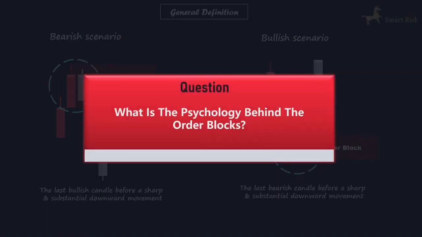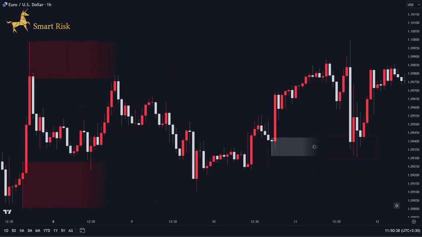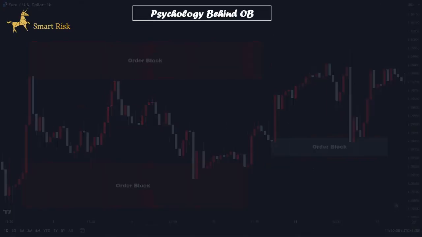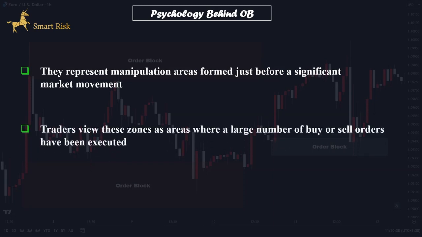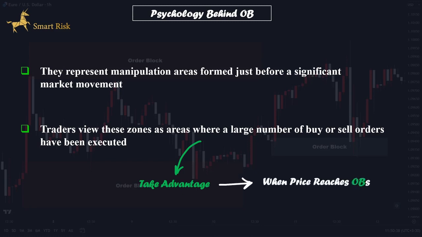Now let's see what is the psychology behind these zones in the market. The theory behind considering these zones as potential reversal areas is based on the belief that they represent manipulation areas formed just before a significant market movement. Traders view these zones as areas where a large number of buy or sell orders have been executed. Therefore, by using these zones in our trading strategy, we can potentially take advantage of the high probability of price reversal and change in direction when it reaches these areas.